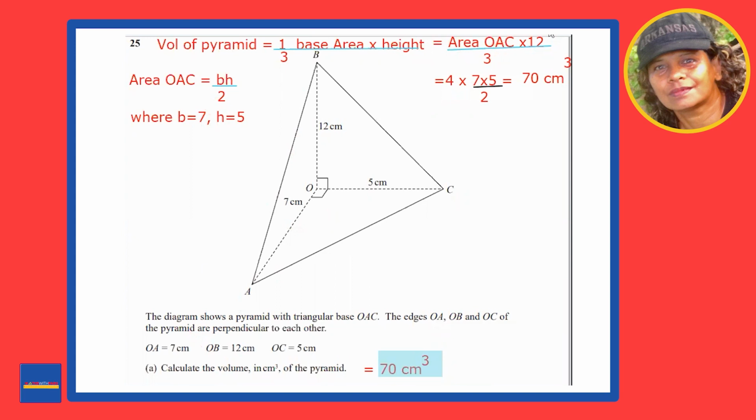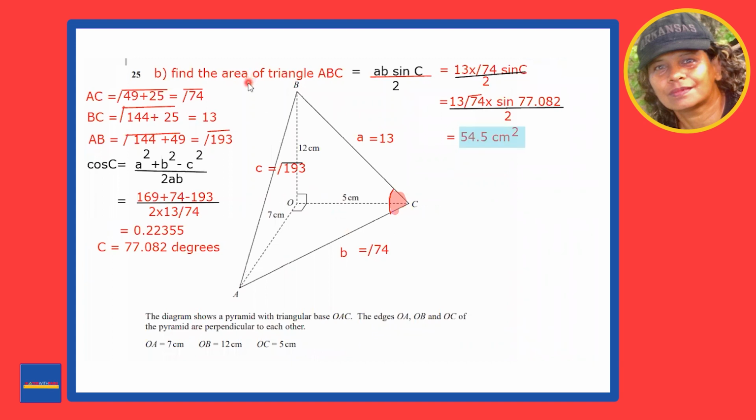So here what we have is OAC, which is base into height over 2, where base is 7 and the height is 5. Now remember that 12 over 3 is 4, so we write 4 there, and then we write 7 into 5 over 2, and when we calculate it all, we get 70 centimeters cubed. That's the volume of the pyramid. Now let's move on to the next part of the question. They say find the area of triangle ABC.